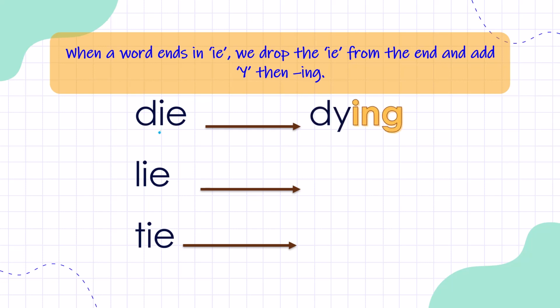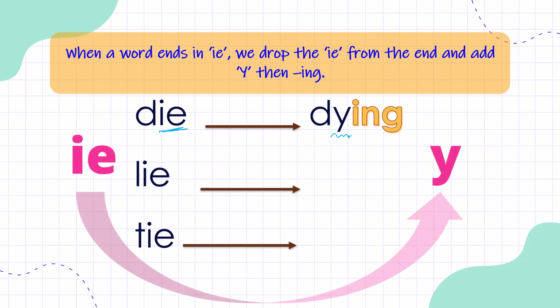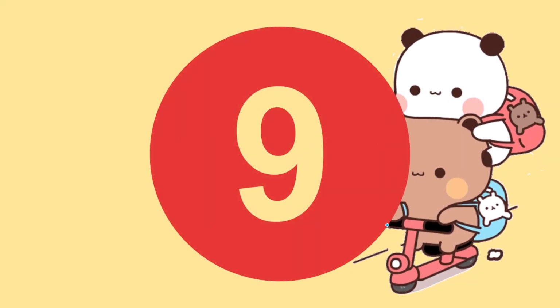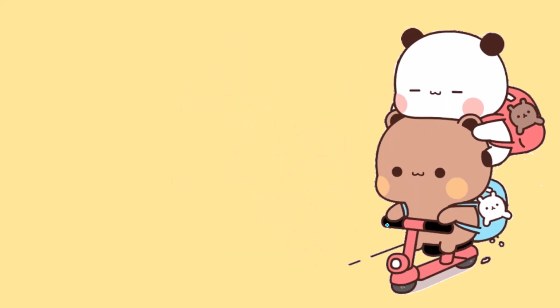Well, die ends in IE. But when I add ing, I write Y instead of IE. It means that I change IE into Y. Then I add ing to the word. The same happens for the word lie. IE changes into Y. Then I add ing. Tie, TIE, but in the word tying, TYING.